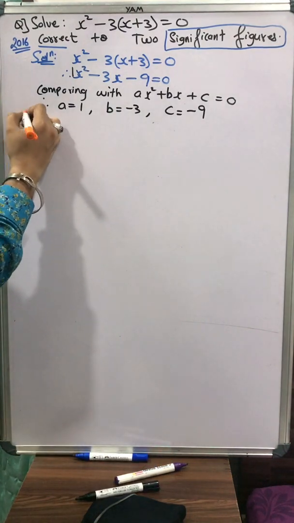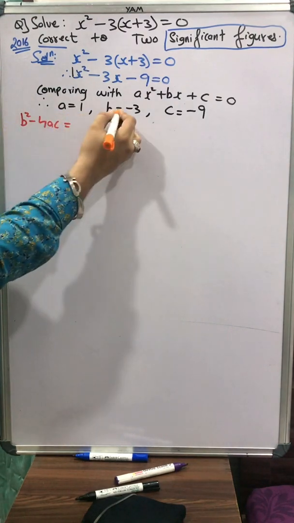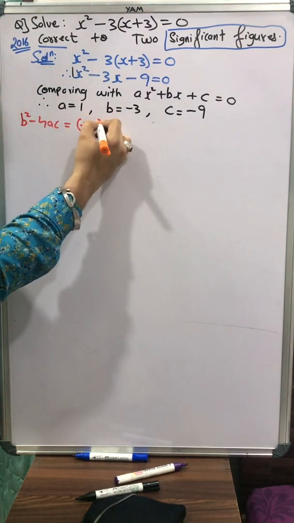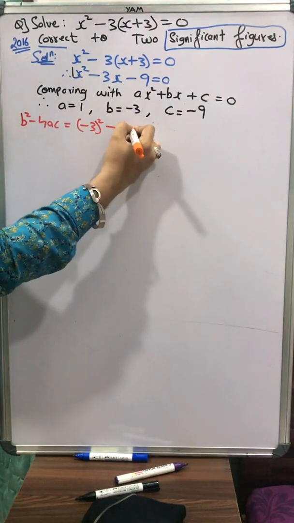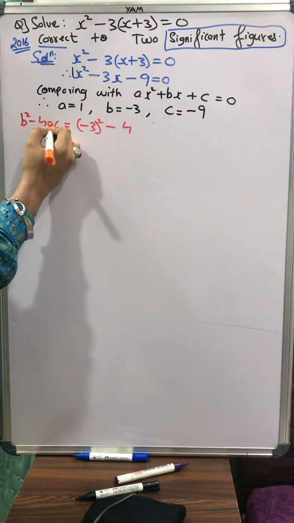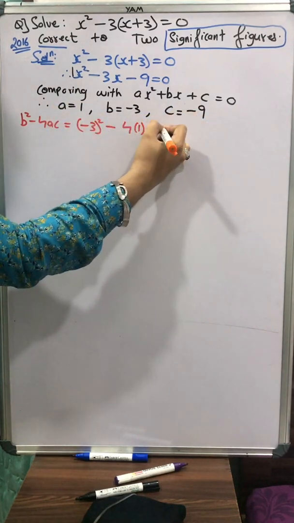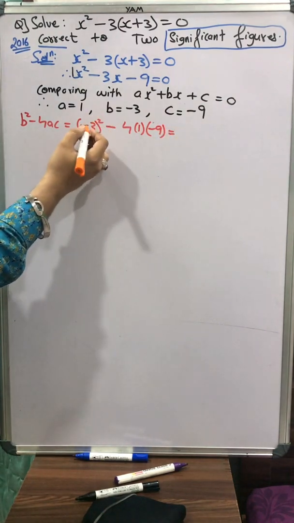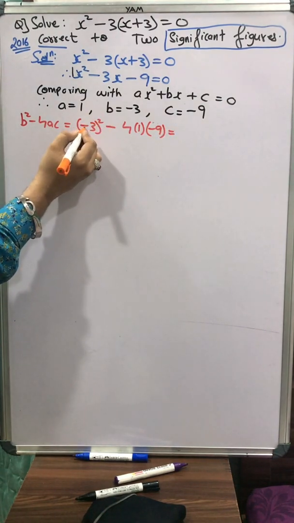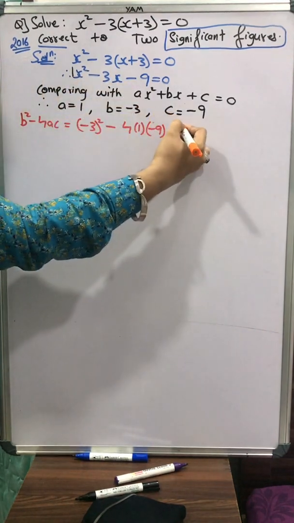So I'll start over here. B square minus 4ac. B square means minus 3 whole square. Value of b is minus 3. Minus, as it is minus, I'll write. 4 as it is 4, I'll write. A, what's the value of a? A is 1, so I'll write here 1. C, what's C? C is minus 9. Okay. Minus 3 whole square. Even power on a negative number gives us positive. So 3 square is 9. It will be plus.